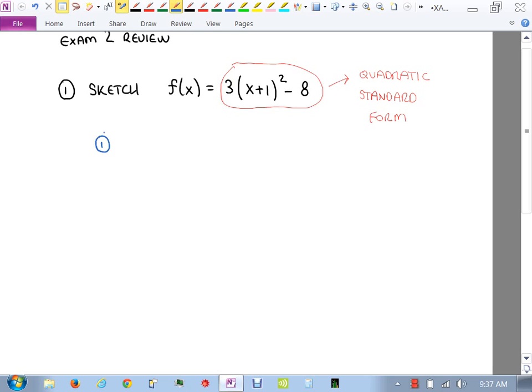Okay, does it open up or down? Opens up. Why? A is 3, which is greater than 0. So you're identifying the number out in front, right? A is 3. It's a number bigger than 0. Anytime it's bigger than 0, it opens up. It would open down if it was negative, right? Okay, that's the first step. What's the second step?